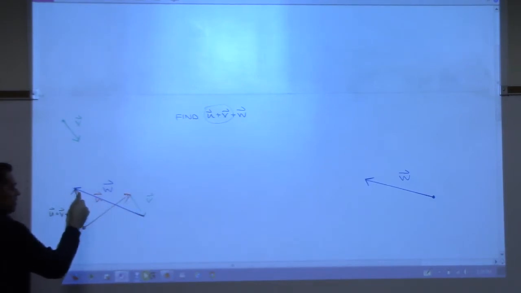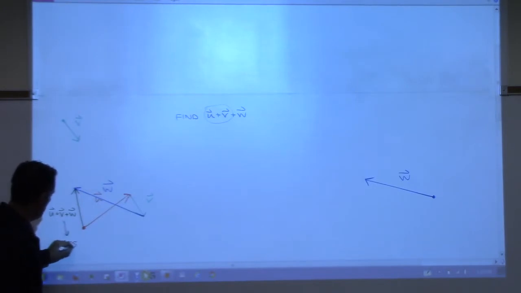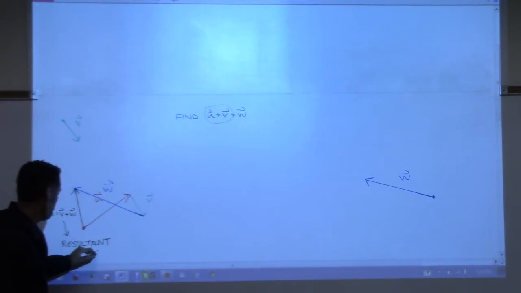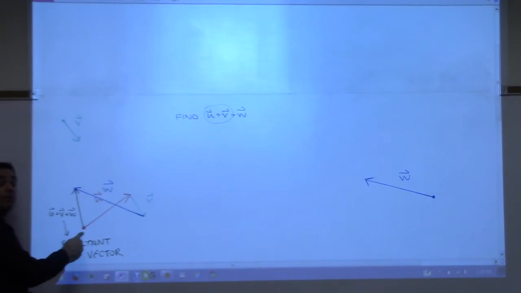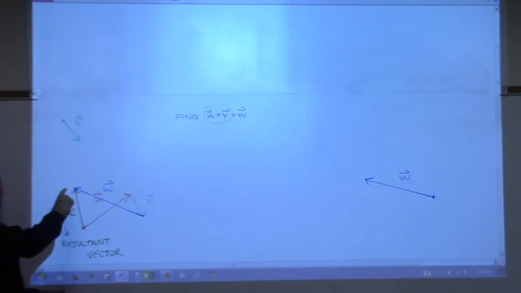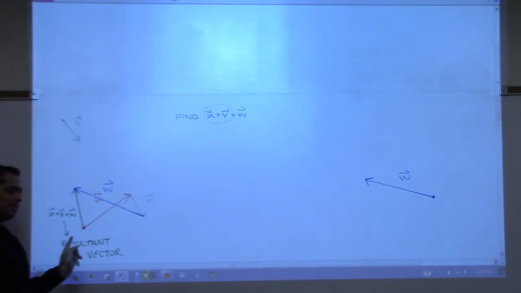We did u plus v plus w. So the resultant vector, we call this the resultant vector, is going to go from the tail of your first one, in this case u, to the tip of w, after it's already been attached to v, which had been attached to u, right?